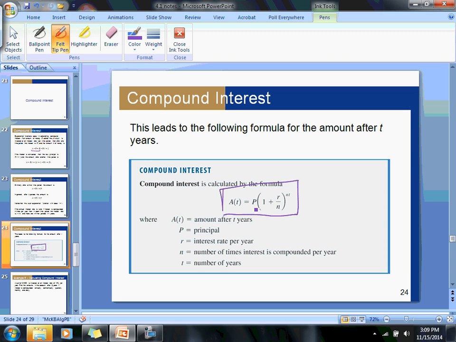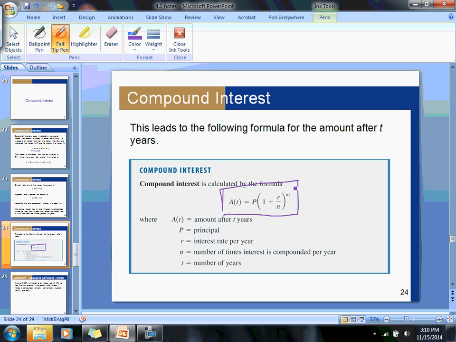So P is your principal. The A of T, that's the amount that you get out after so many years. The 1 is just going to stay a 1. Your R is your rate. The n is the number of times that you're being compounded. And then you still have it to the n times t.